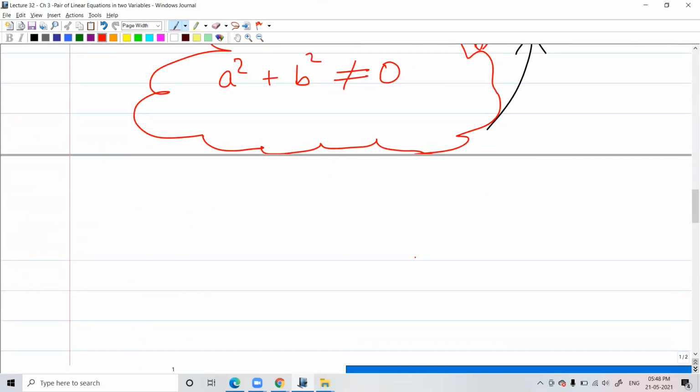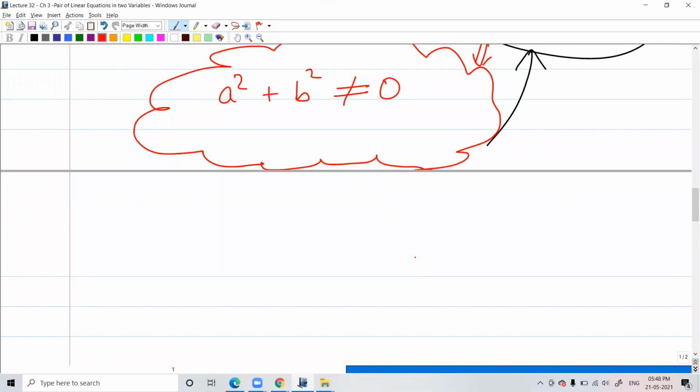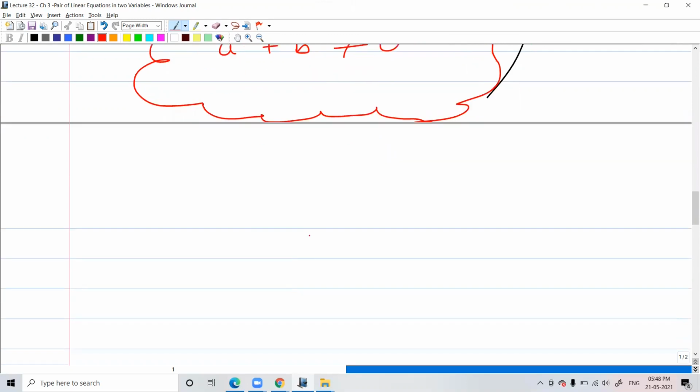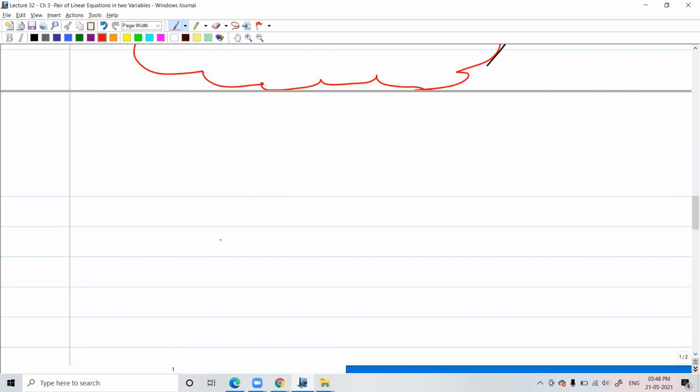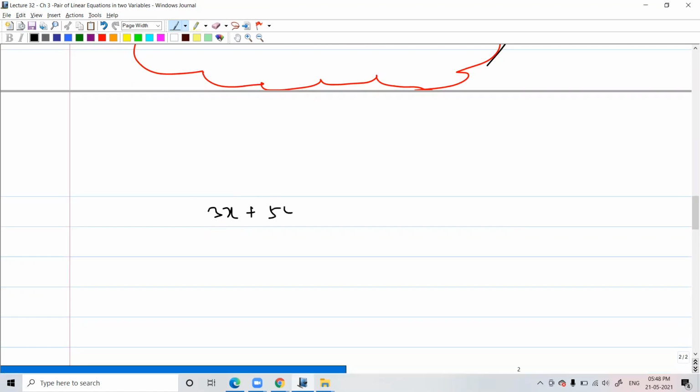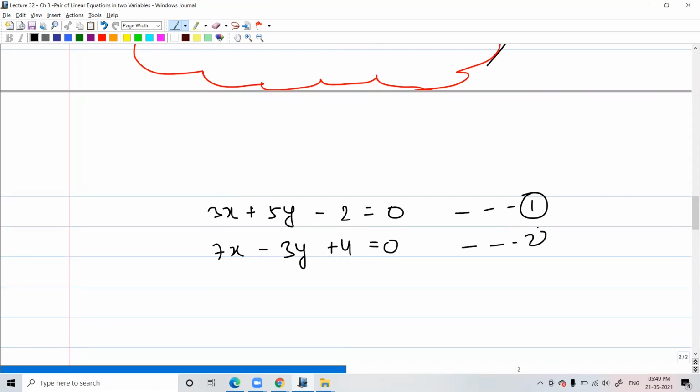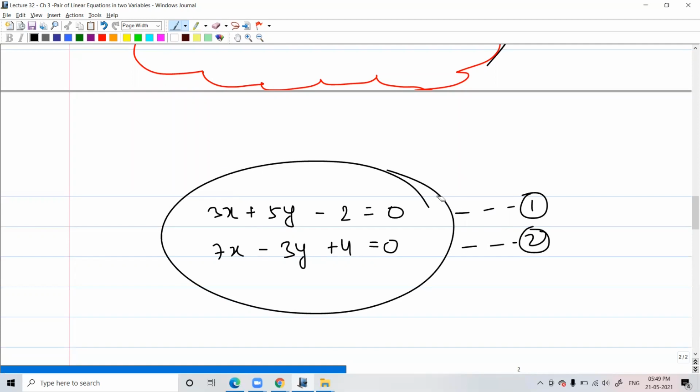All right, so far I have written only the representation of a linear equation in one variable or two variables, but I have still not told you about the pair of linear equations. Now we need to have two such equations. For example, I can have 3x plus 5y minus 2 is equal to 0. Let's say this is the first equation. And then I need one more because I need a pair. So I can have another equation like 7x minus 3y plus 4 is equal to 0. Now these two together become a pair of linear equations in two variables.